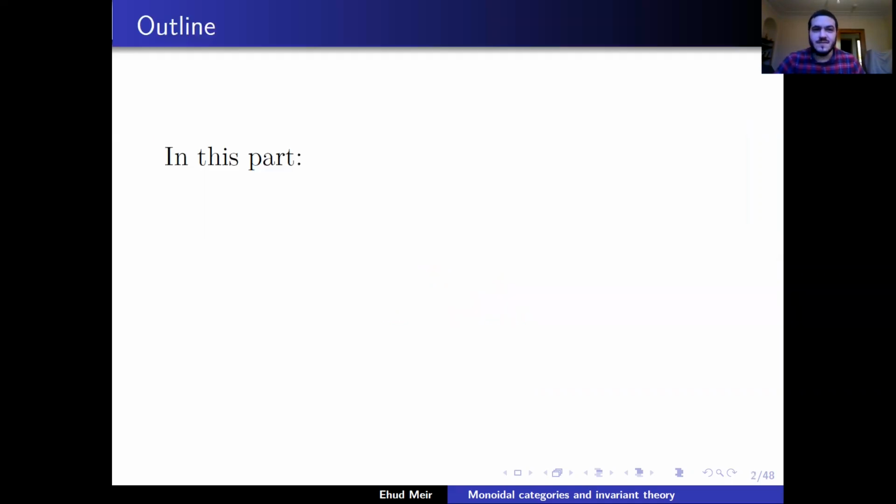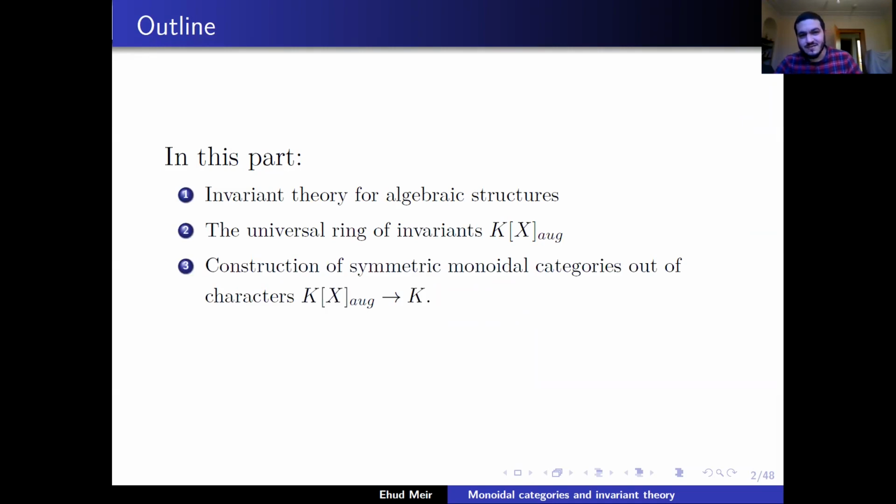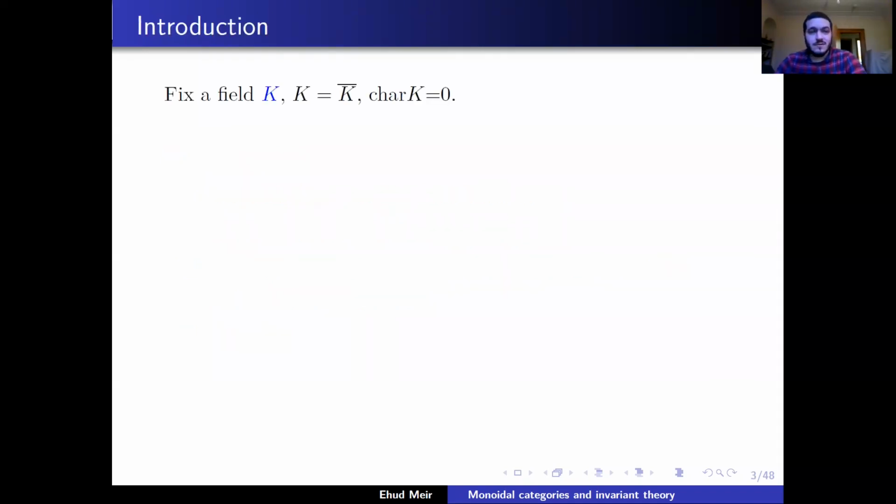Yeah, let's start. Okay, so we will talk about, as I said, invariant theory, some universal ring of invariants, and construction of symmetric monoidal categories out of characters of this. Lastly, I will show some examples. Okay, so we continue with the field K that is algebraically closed and of characteristic 0.